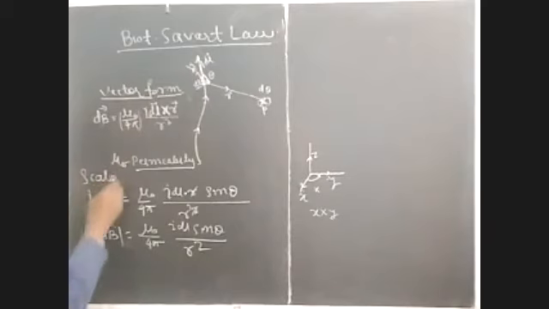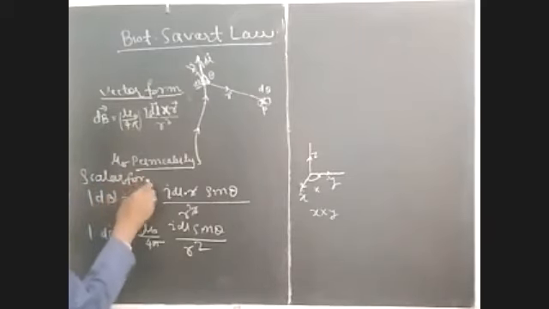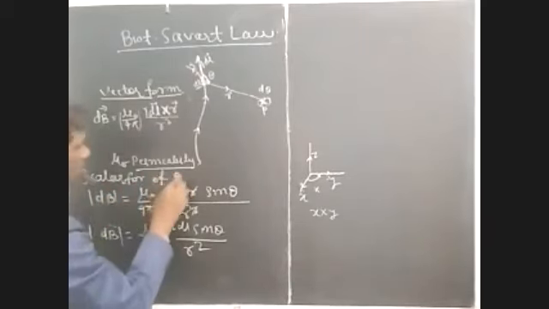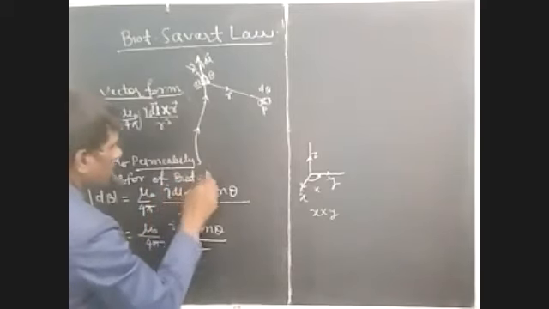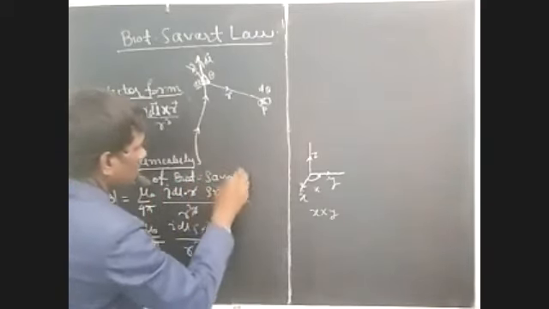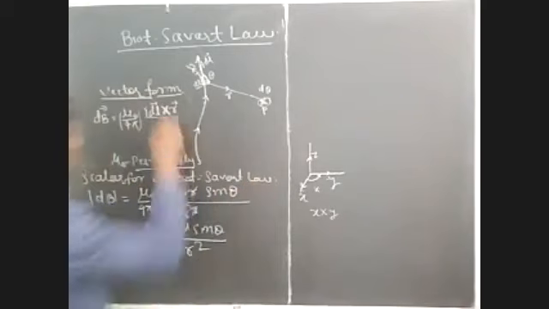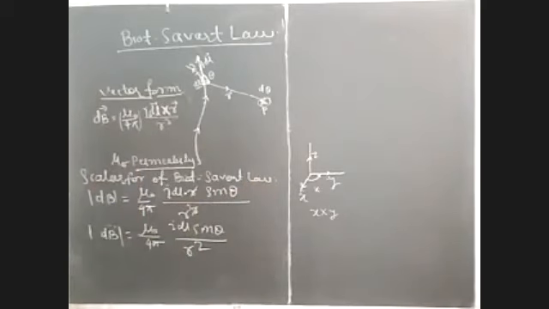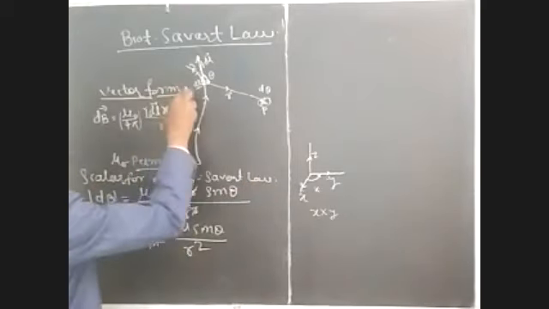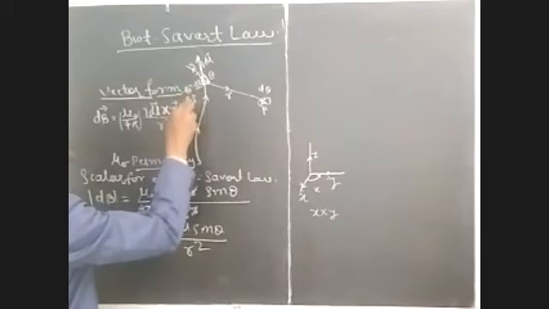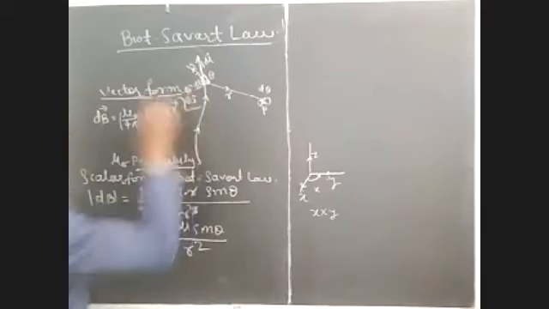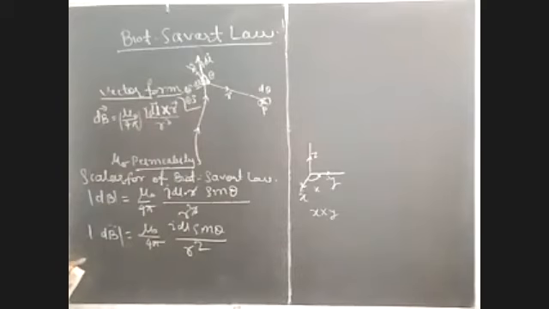So we can write here a scalar form of Biot-Savart law. So both are Biot-Savart law forms, like this, okay. You have to write. So both are like this.